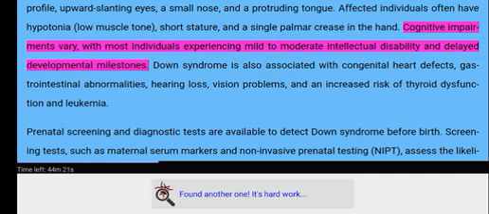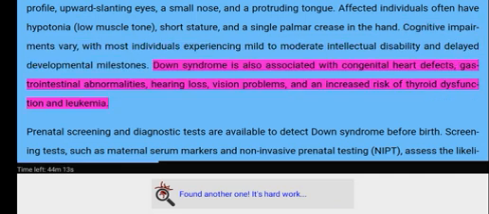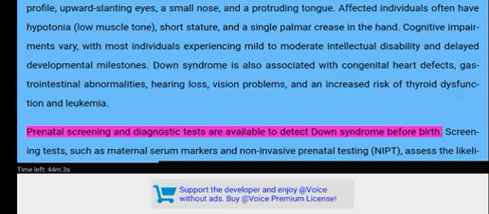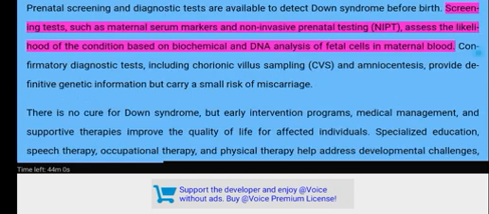Cognitive impairments vary, with most individuals experiencing mild to moderate intellectual disability and delayed developmental milestones. Down syndrome is also associated with congenital heart defects, gastrointestinal abnormalities, hearing loss, vision problems, and an increased risk of thyroid dysfunction and leukemia. Prenatal screening and diagnostic tests are available to detect Down syndrome before birth. Screening tests, such as maternal serum markers and non-invasive prenatal testing (NIPT), assess the likelihood of the condition based on biochemical and DNA analysis of fetal cells in maternal blood.